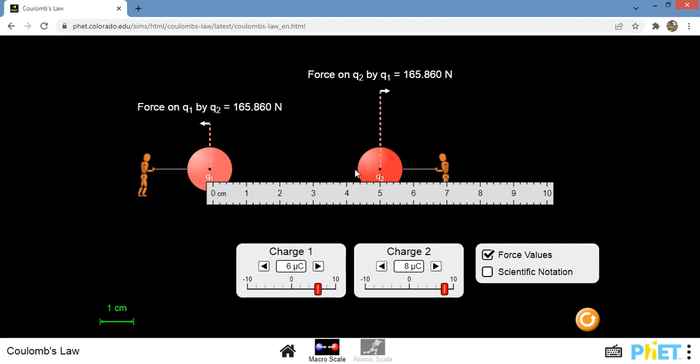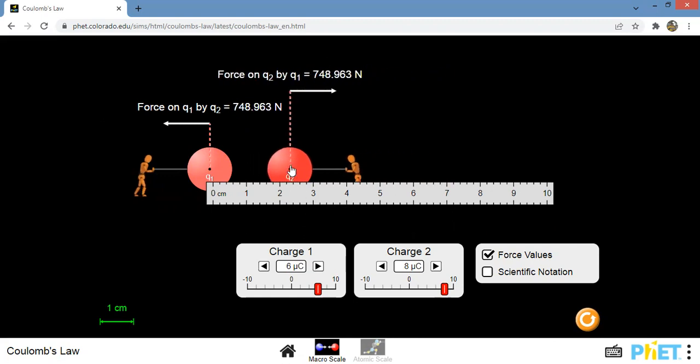Again, for the first set of tables, what we will be changing now is the value of Q sub 1 and Q sub 2. You can change the value from negative 10 microcoulomb all the way to positive 10 microcoulomb. So for the first table, this is the range of values where you can change your charges.